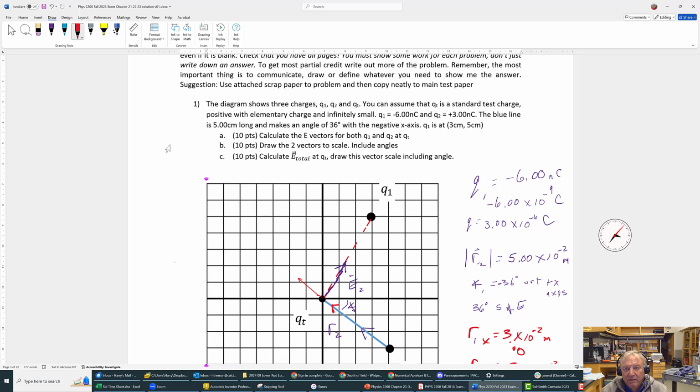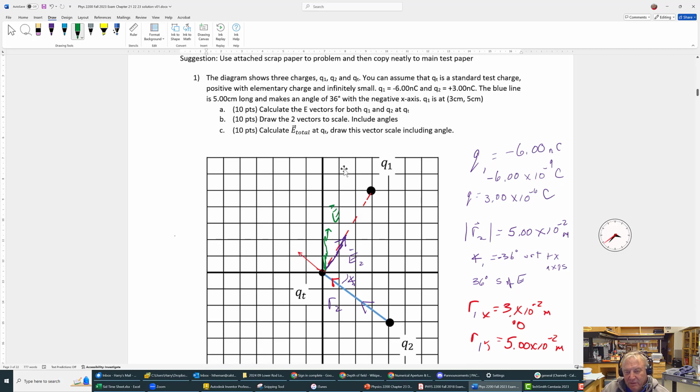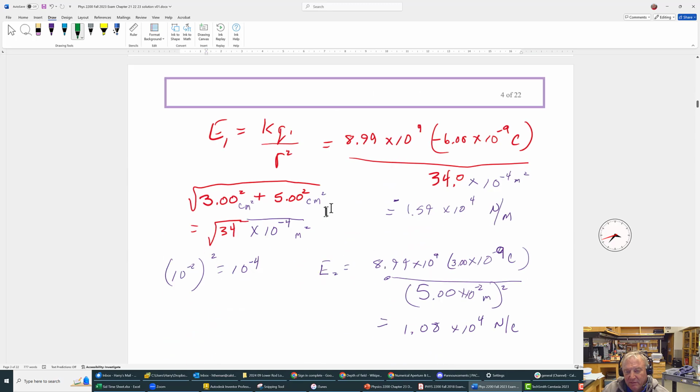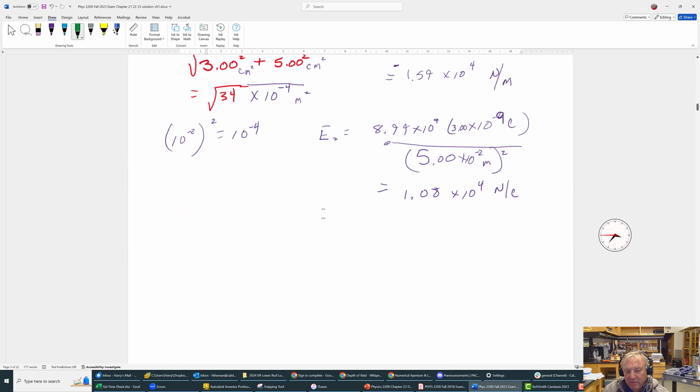And yeah, so in this case, it looks like the final vector is going to be close to the positive y-axis, but it's going to be a little bit to the right, as it looks like that E2 is going to wreck it a little bit, going to pull it towards itself. And to get this now, we'd have to calculate the components.